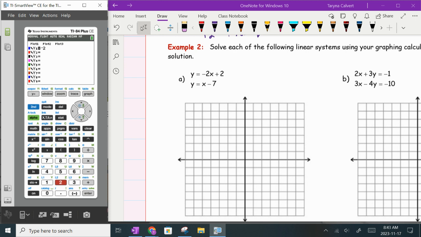Now your X shortcut button, guys, there is an X down here in the first column where it says store, but that's the long way of getting it. Right beside the alpha, right up here, do you all see the X, T, theta, n button? That's your fast shortcut button for X. So you're just going to hit that. So everybody's got the negative 2x, and then we're going to go plus 2.